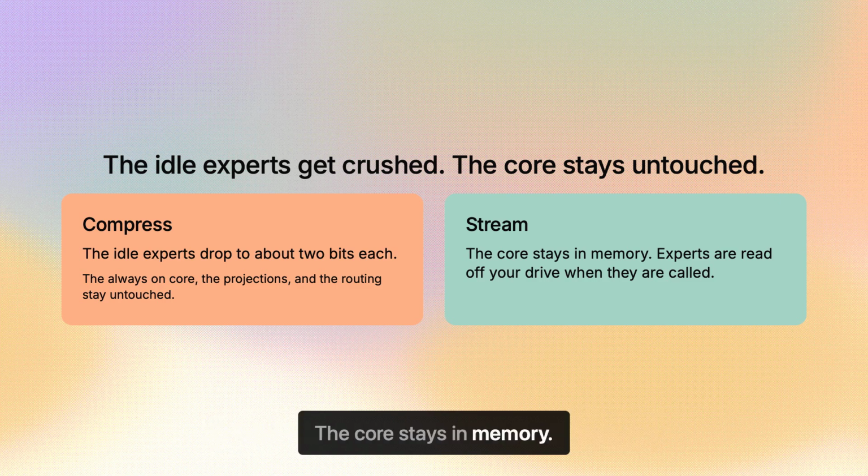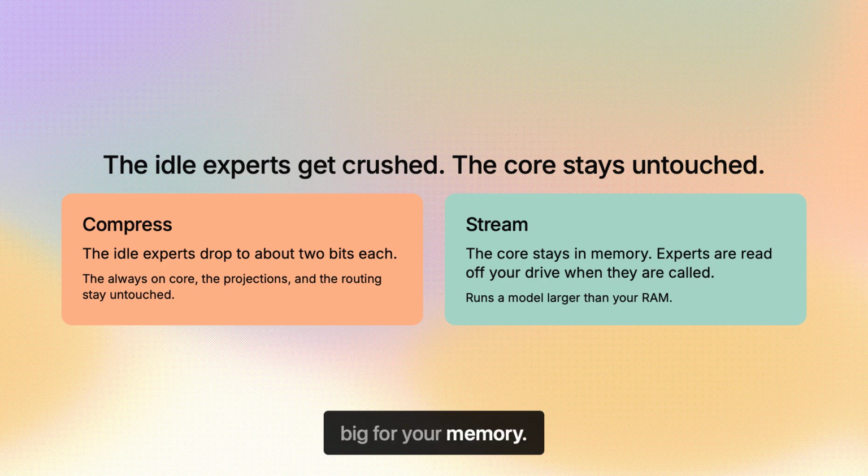Second, DwarfStar can leave the experts on your drive. The core stays in memory. When a word needs an expert that is not loaded, DwarfStar reads it off your solid-state drive right then. That runs a model too big for your memory.